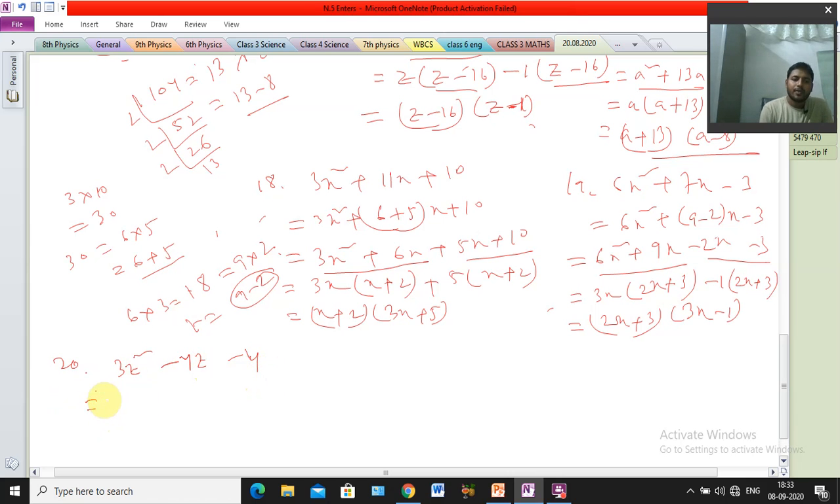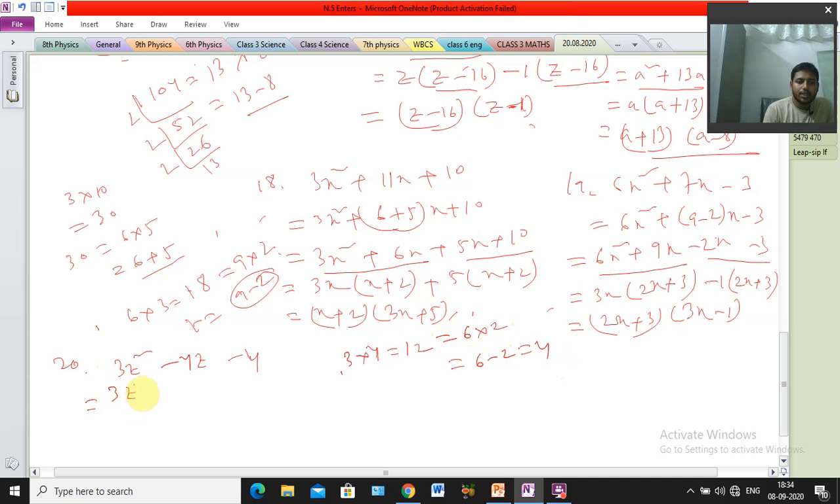Here 3 into 4, what? 3 into 4, 12. Clear? But we need 4. So 12 means we can write what? 6 into 2. Clear or not? And 6 minus 2 will get what? 4. Clear? So just apply it.